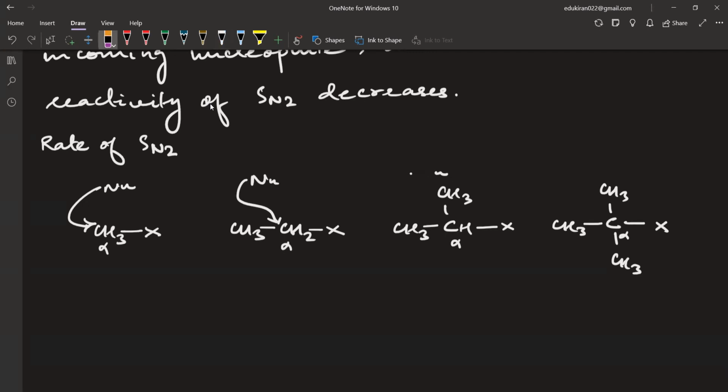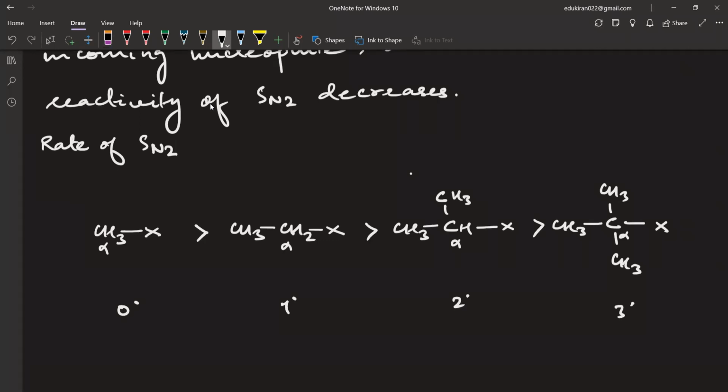And please remember, when you are writing CH3, it is not just a very small thing. It has carbon and then 3 hydrogens. So as you can easily see, if I show all the hydrogens, then there will be no space for attack. That is why the rate of reaction will start to decrease as I increase the alkyl groups. So this is 3 degree, this is 2 degree, this is 1 degree, this is 0 degree. So here the 0 degree will have the highest rate, followed by this, and then followed by that.